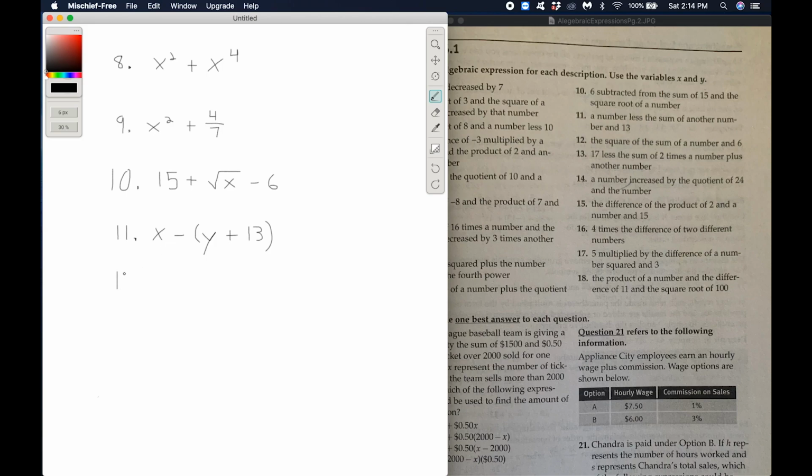So, number 12. The square of the sum of a number and 6. Okay? So, the square of the sum, we know is addition, right? A number plus 6. Now, if I were to put the square up here, let's see. If I were just to go like that, that would not be correct because we want the square of this entire operation. If it just said the square of 6, then this 2 here would apply for the 6. However, since we want it for the entire operation, we'll put parentheses here. And then this tells us that this 2 applies to everything inside the parentheses.